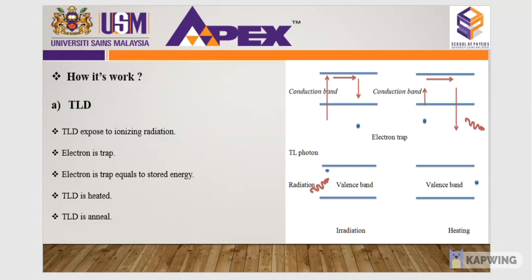Next step, as we show, the exposed TLD is heated. The heat acts as a stimulating factor for electrons in the conducting band, and the amount of heat is enough to return the electrons to the valence band by emitting light. That is called luminescence. The light emitted by this process equals the energy absorbed by the exposure to radiation. After this process, the TLD becomes ready to use again to record absorbed dose.